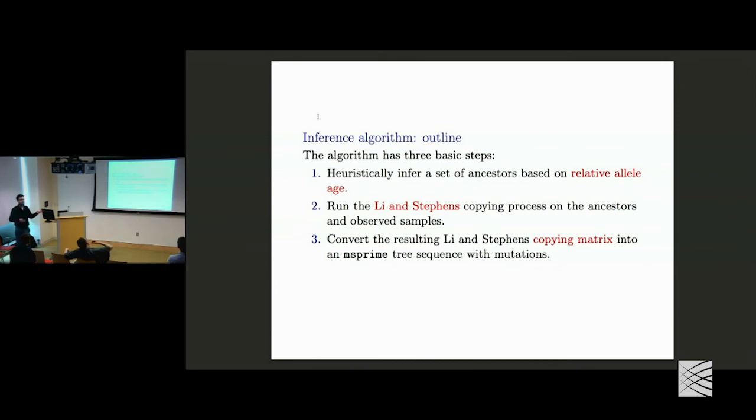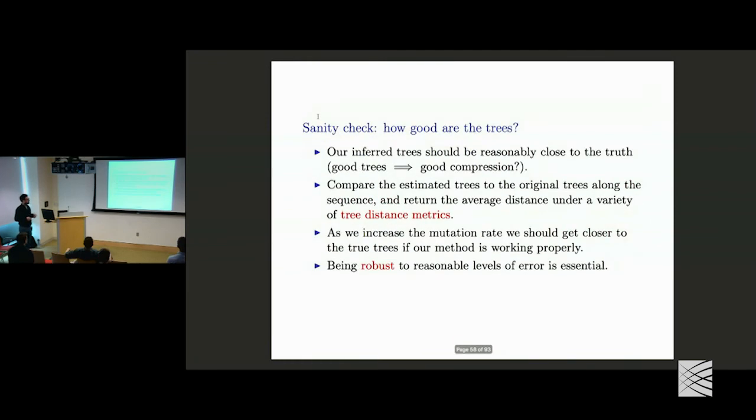We first infer a set of ancestors based on their relative allele age, and then we take these inferred ancestors and we run Li and Stephens' copying model on that. So we set up a copying process amongst the ancestors and then copy from the samples back into the ancestors. And then the result of this large copying process is a big matrix, and this matrix has genealogies embedded within it. So we can take this matrix with embedded genealogies and convert it into an msprime tree sequence using some fairly straightforward algorithms. So that's the rough outline of the algorithm.